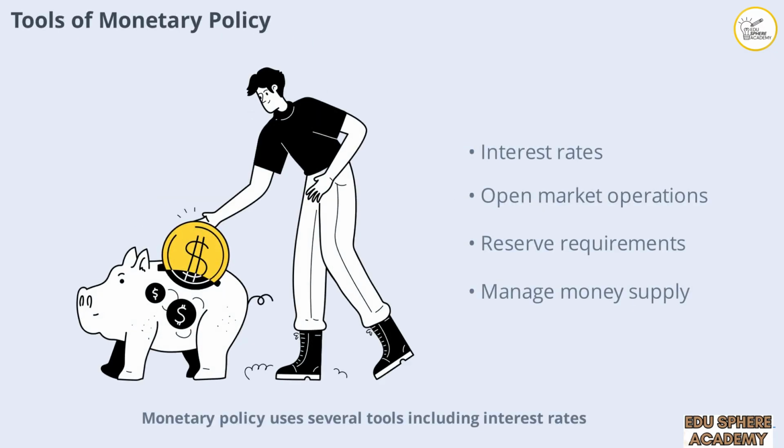Monetary policy uses several tools, including interest rates, open market operations, and reserve requirements. Adjusting interest rates can encourage or discourage spending and investment. Open market operations involve buying or selling government securities to influence the money supply. Reserve requirements set the minimum amount banks must hold, affecting their lending capacity. These tools help central banks manage economic activity efficiently.